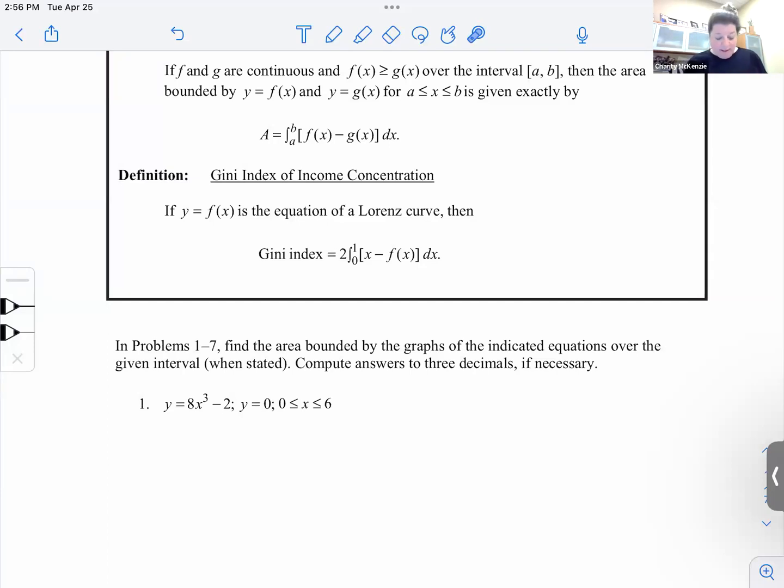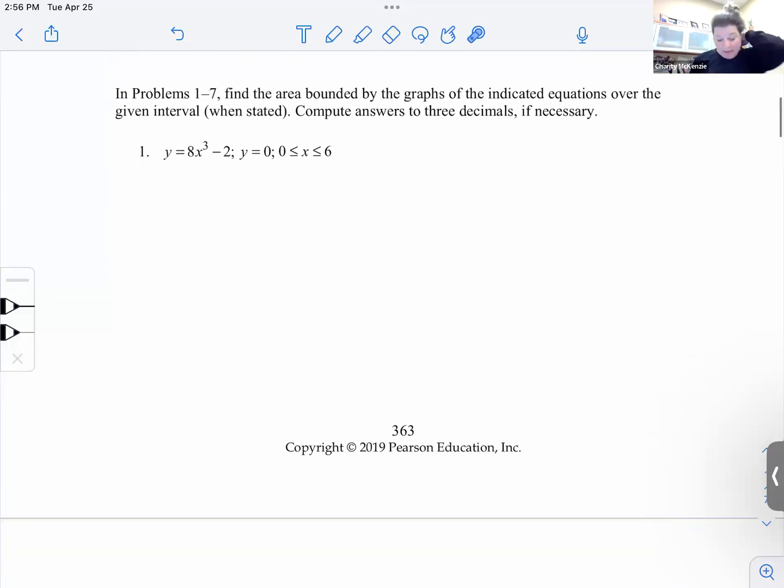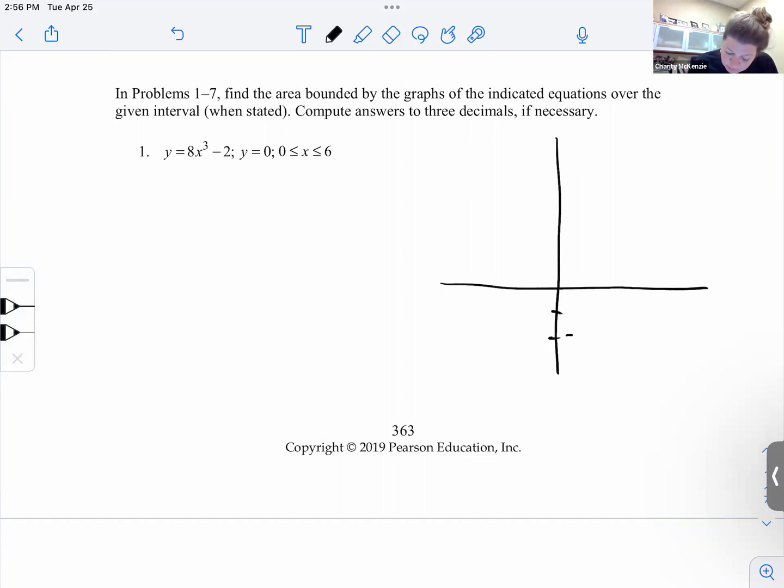Okay, so let's look at this first example. It has two functions, 8x to the third minus 2 and y equals 0. Very nice of you to have an easier function. I'm actually going to draw this over here. I was going to bring up Desmos and show you, but I'm pretty sure I can draw this fairly well. So this is at 2, -2, and this is a little before 1, so it's going to go like this.